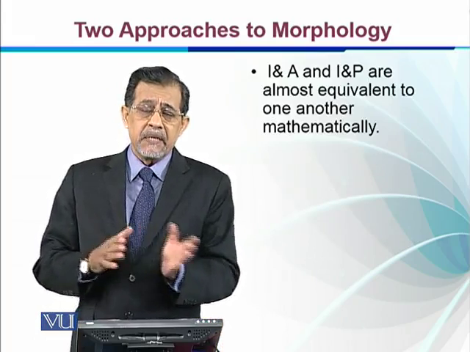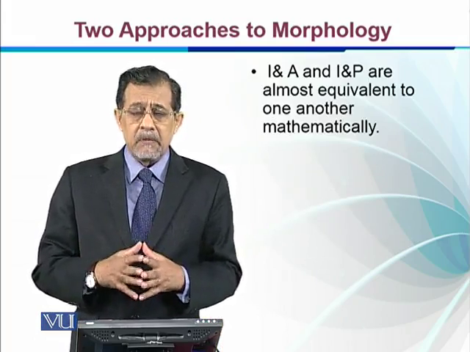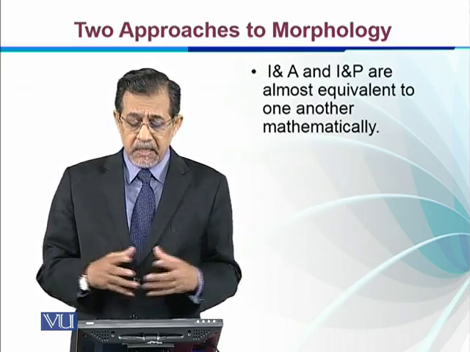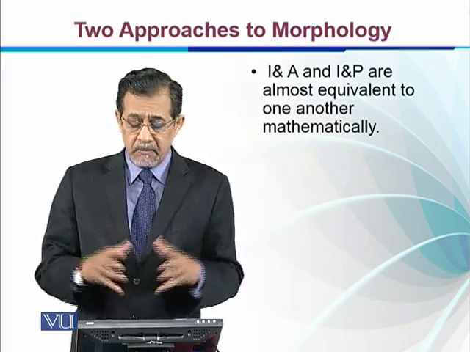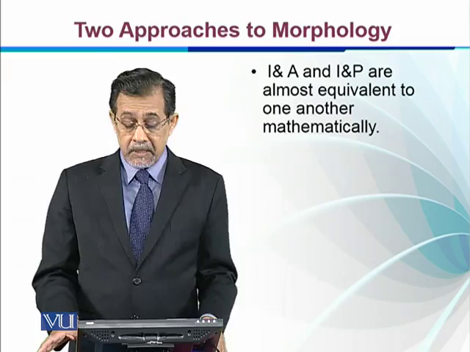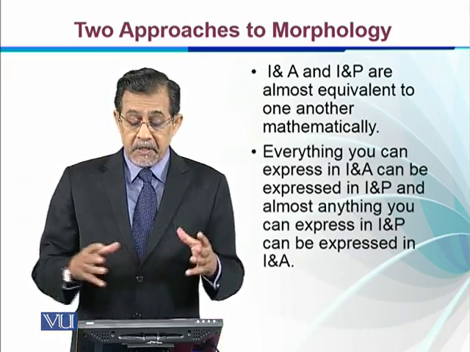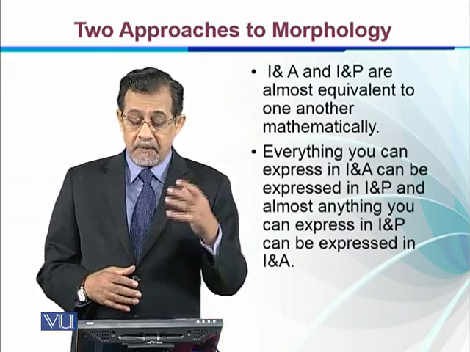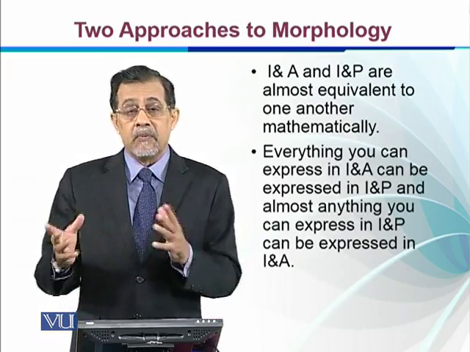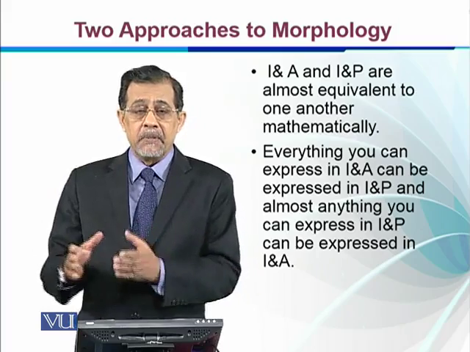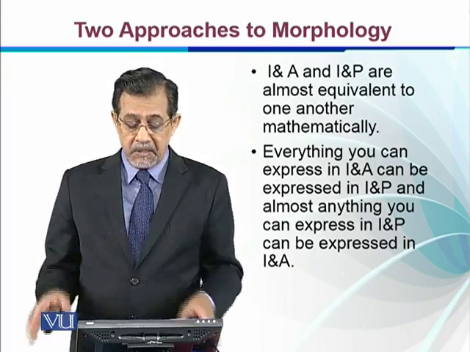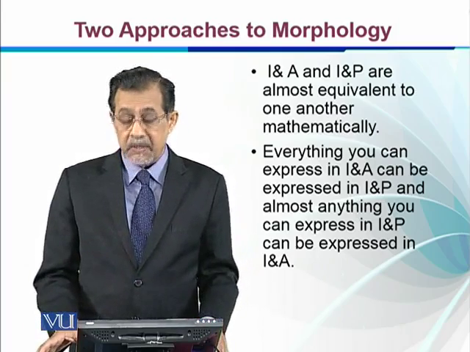Item and arrangement and item and process are not very different from each other. They are to some extent equivalent to each other mathematically, especially when we try to analyze on a mathematical model. Everything you can express in item and arrangement can be expressed in item and process, and vice versa. Anything that can be expressed or analyzed in item and process can be done in item and arrangement.